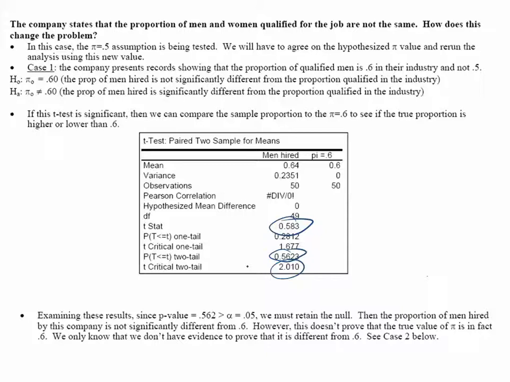We would never use the word prove. Then the proportion of men hired by the company is not significantly different than 0.6. However, this does not prove that it is true. In fact, we only know that we don't have the evidence to prove that it is something other than 0.6.